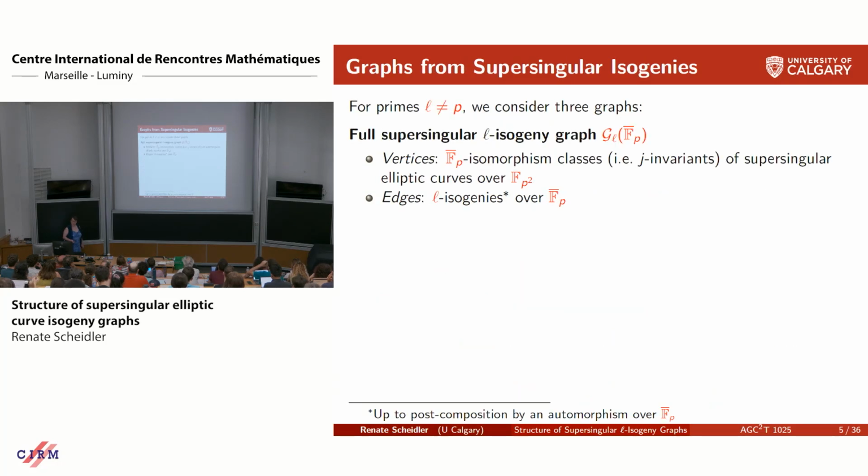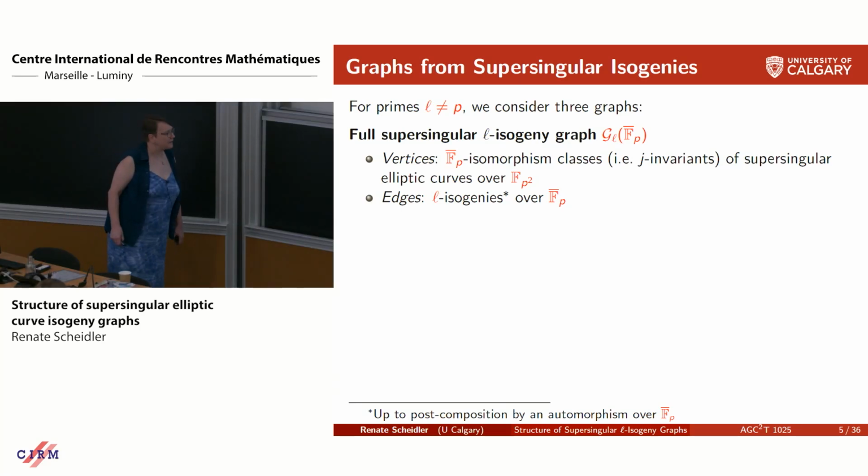Okay, so with that, let's define three graphs. This is going to be a bit of a crowded slide, but I wanted to put it all on one slide so we have it all together. As I said before, you have a big prime P, and a small prime L that's different, and then you can define what we sometimes refer to as the full supersingular isogeny graph. As I said before, the vertices are just isomorphism classes of supersingular elliptic curves. We know that they're all defined over FP squared. And then the edges are L isogenies over FP bar, with a little footnote here: up to post-composition by an automorphism, right?